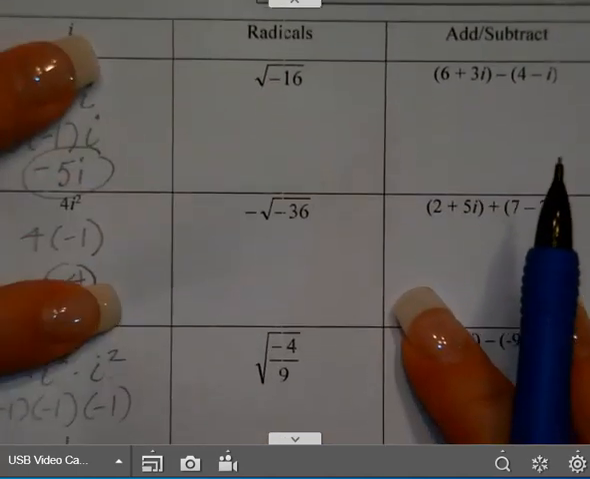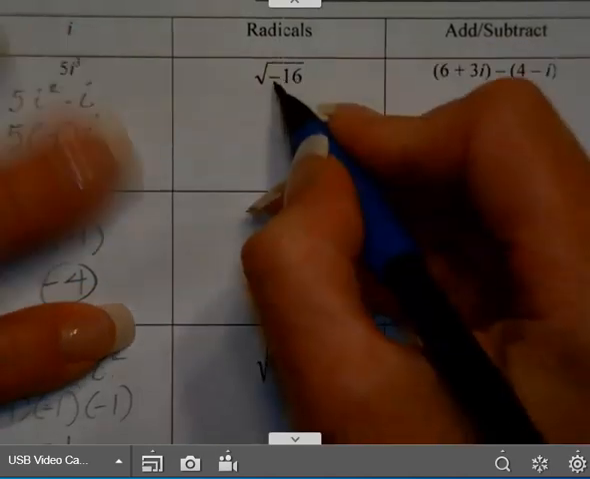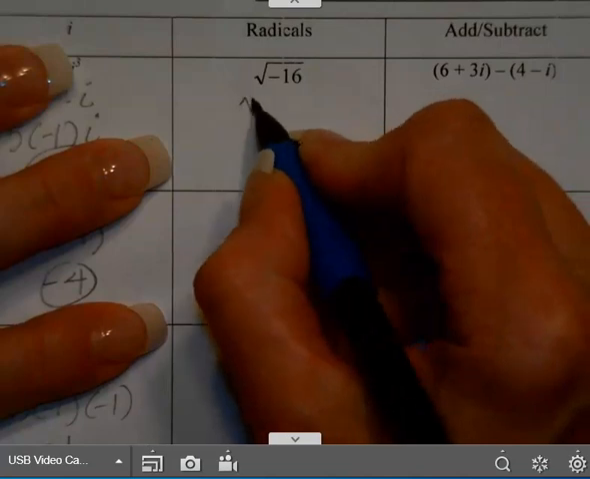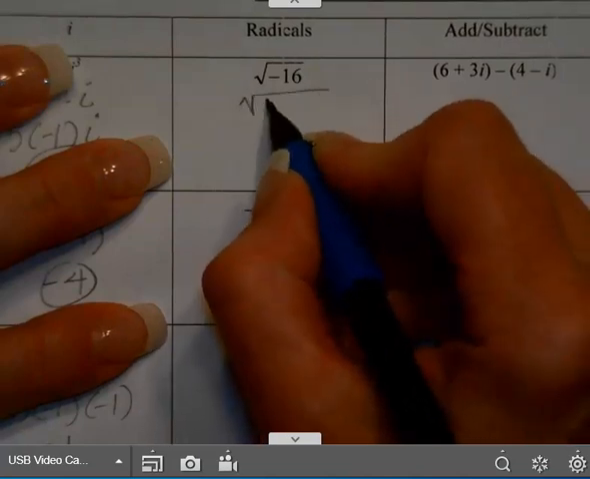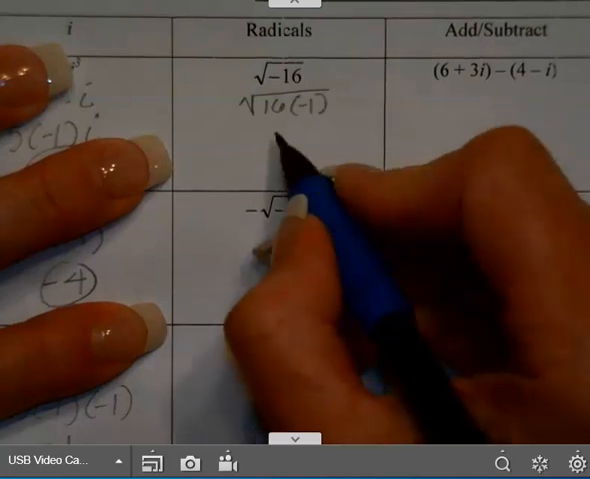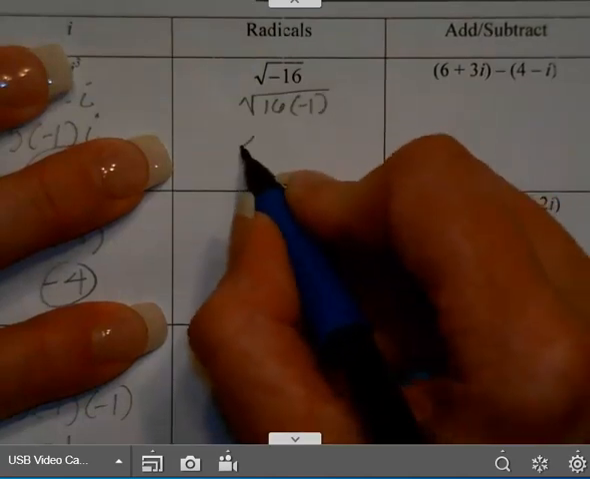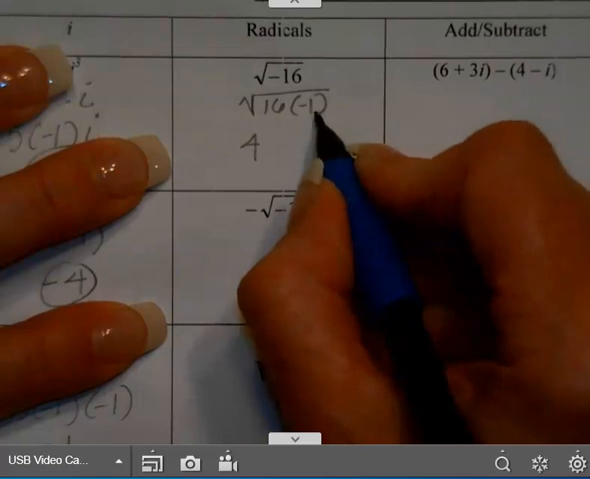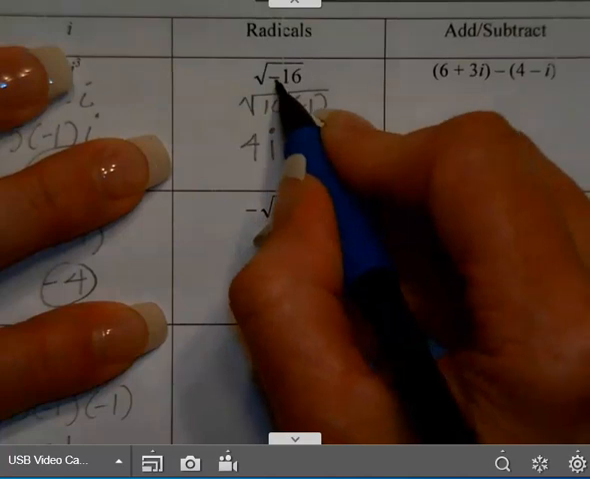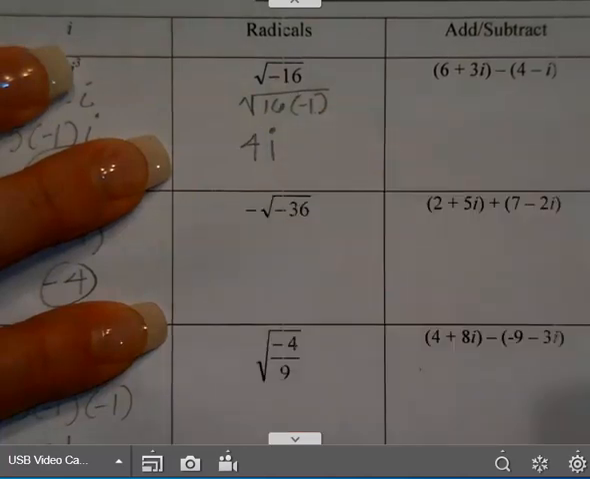On the next one's radicals, I have the square root of -16. I can write this as the square root of 16 times -1. Square root of 16 is 4, and the square root of the -1 is i. So whenever you have a negative under the square root, you can pull it right on out, and that's going to give you an i.